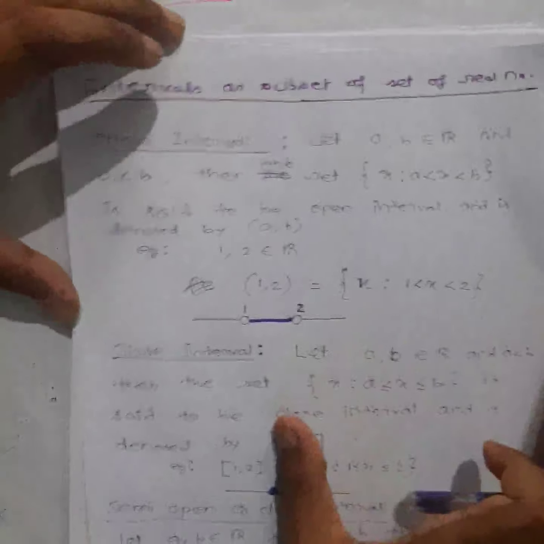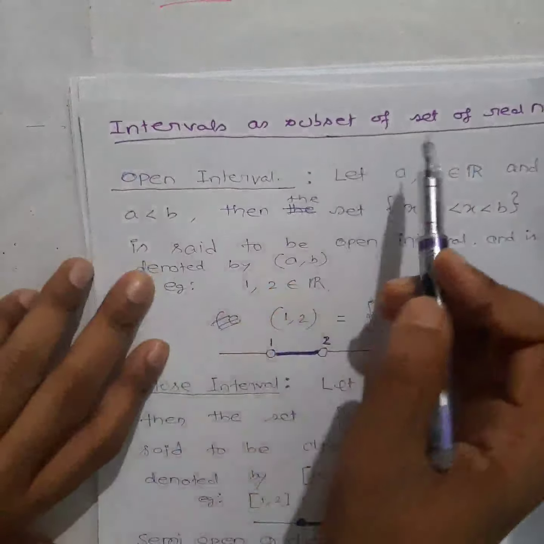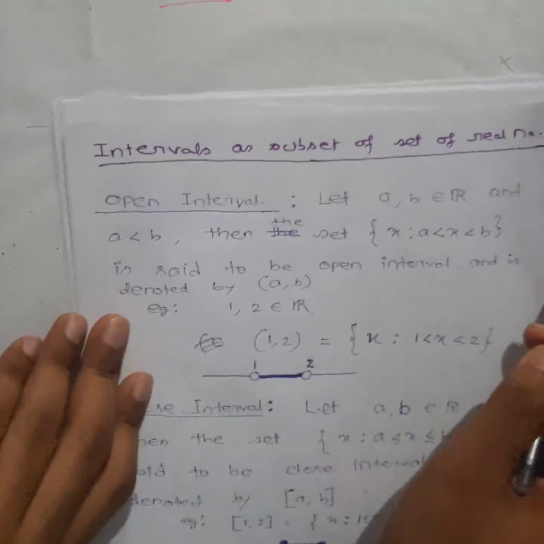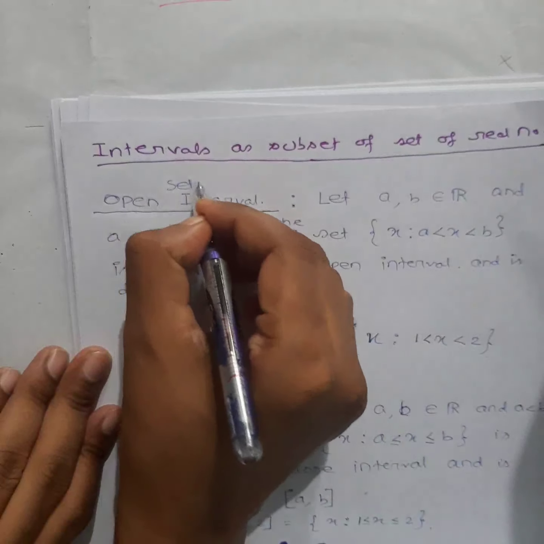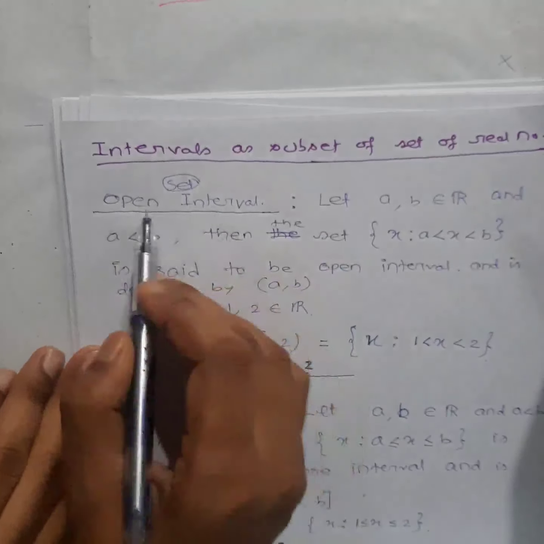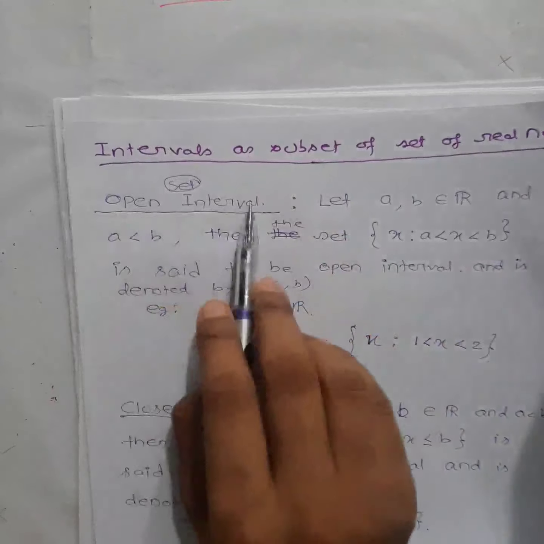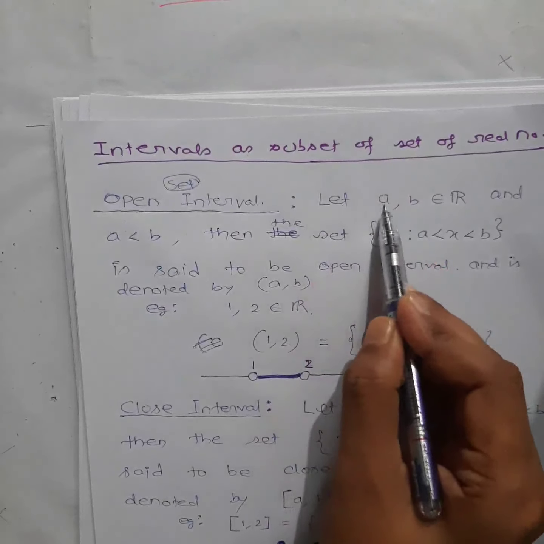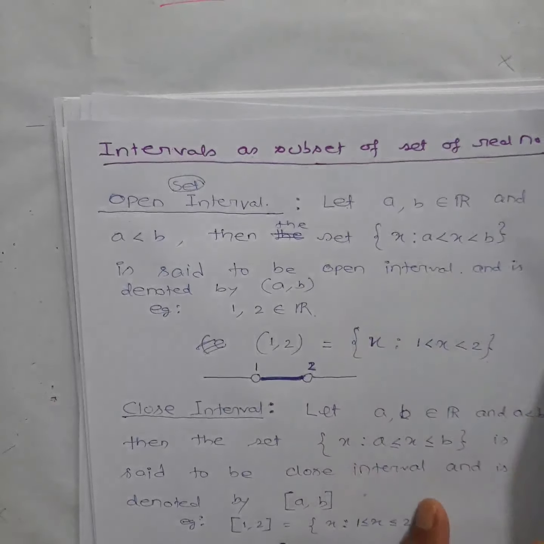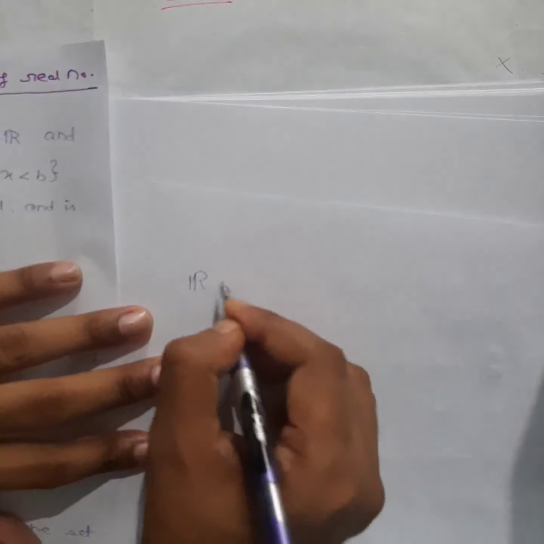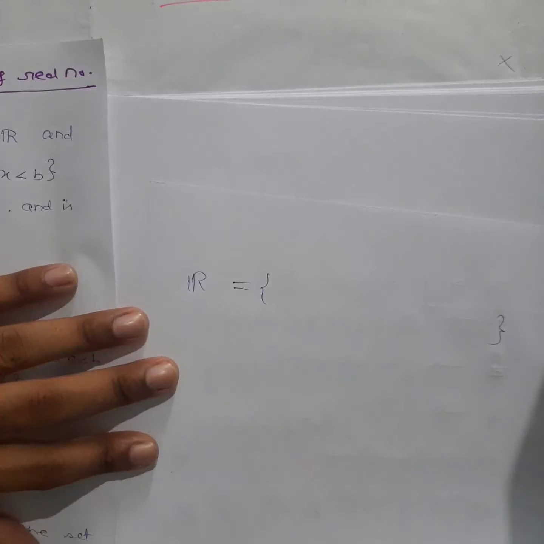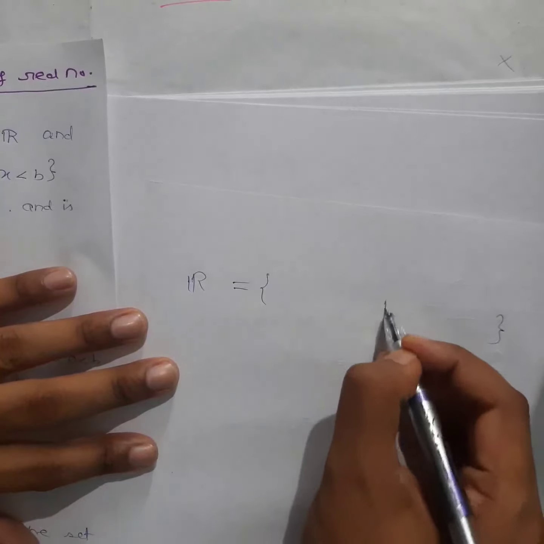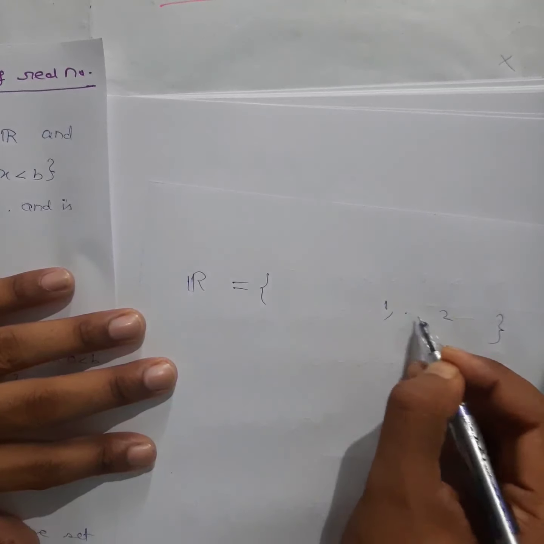So see here, intervals are subsets of the set of real numbers. Now see, the first set is the open interval. These are all sets, remember. This is a set, open interval, a special name is given. Now what kind of set is this? So see here, let a, b belong to R, means I have taken two elements from R. You know, in the set of real numbers, infinite elements will be there. All the numbers which are there in your number system, all will be there.